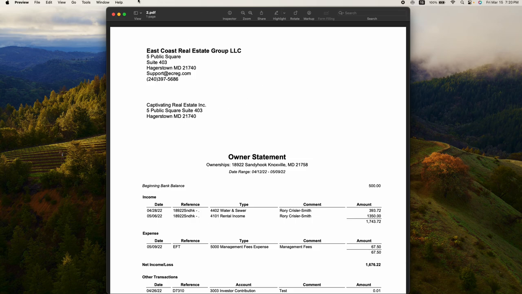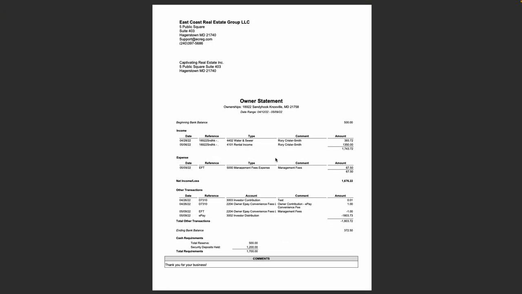Okay, yeah, here's another good one. You see here's the second line item on income. In this scenario, a resident reimbursed this investor, this property, for a water bill. So that's good. You get to see that there. Yep, this was a test investor contribution, right? That's money you paid to us to pay for something on your behalf.